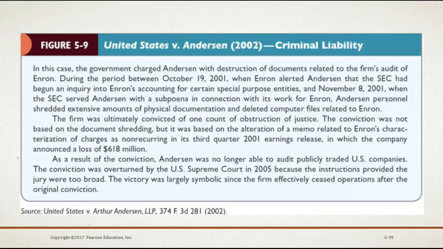Here, we have a summary or an example of the legal case between the United States versus Anderson. The government charged Anderson with obstruction of justice for the destruction and alteration of documents related to Anderson's audit of Enron. This is an example of criminal liability against an auditor, in this case a certified public accounting firm. This case teaches us several critical lessons.